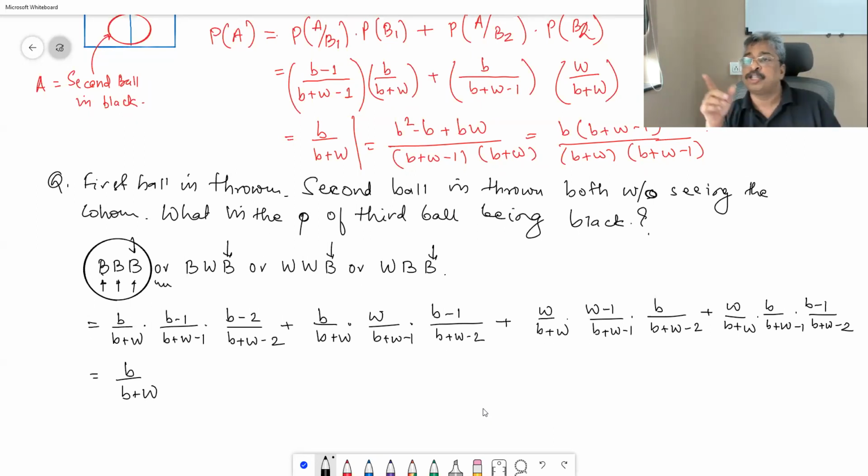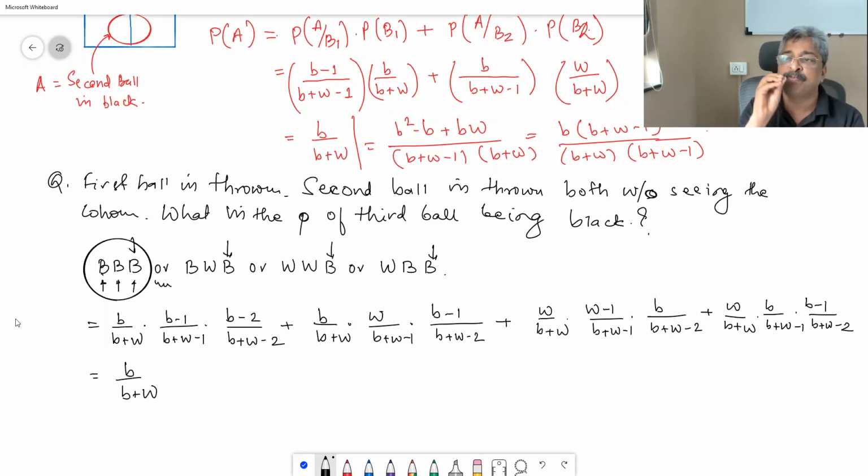If you are watching those balls being thrown, then it is a simple problem. First ball is black, thrown. Second ball is white, thrown. Third ball, what is the probability that the third ball is black? Then first ball is black, second ball is white. Those are known to us, and then you will have this as the answer. The second term will be the answer.